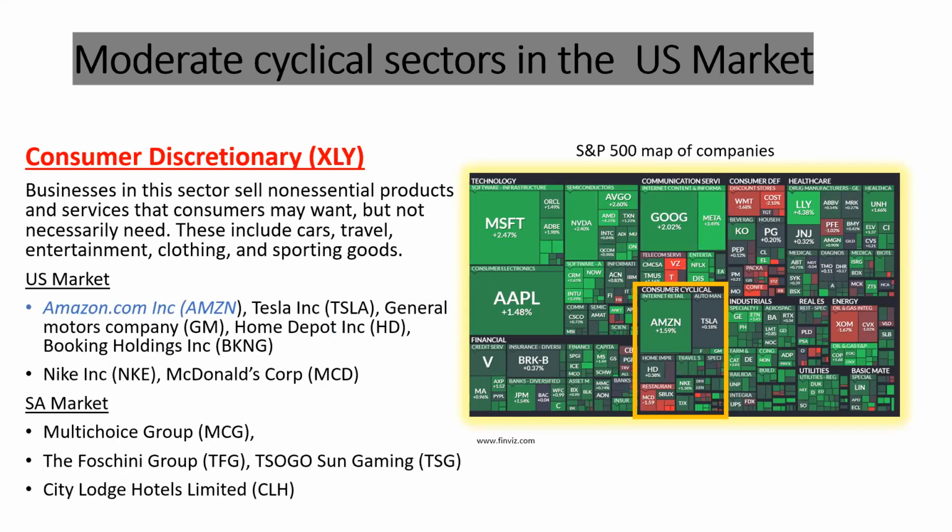And then we have consumer discretionary. The businesses in this sector sell non-essential products and services that consumers may want but not necessarily need. These include cars, travel, entertainment, clothing, and sporting goods. In the US market, it's companies like Amazon, which I like a lot, Tesla, General Motors, Home Depot, Booking Holdings, we have Nike, we have McDonald's. In South Africa, we have MultiChoice, we have Foschini Group, we have Tsogo Sun, we have City Lodge Hotels, to name but a few. And you can see in the S&P 500 map of companies, they are located over here.